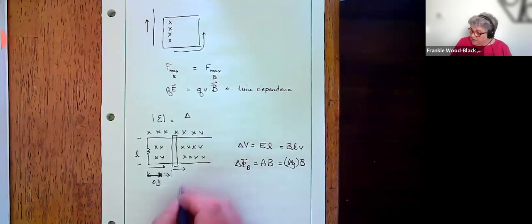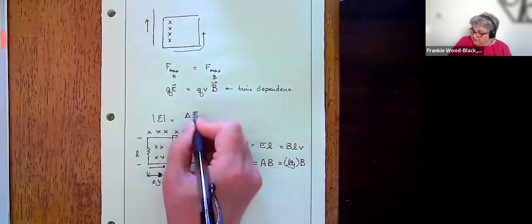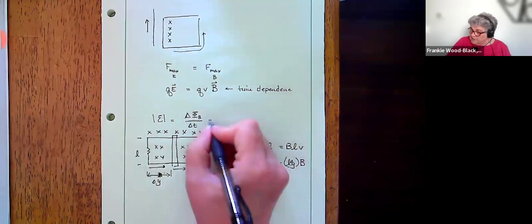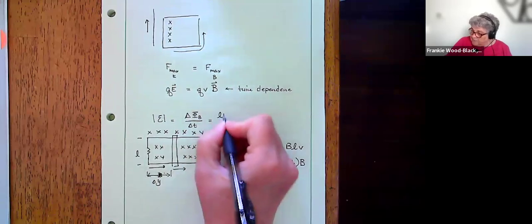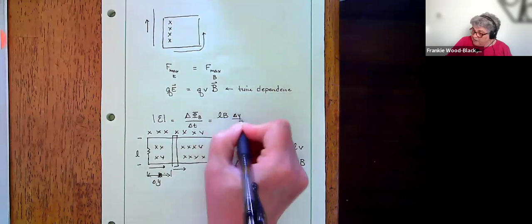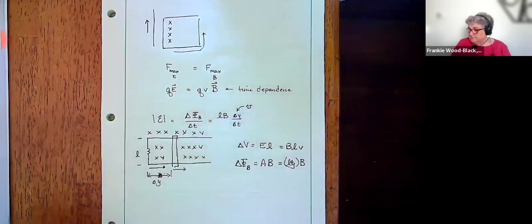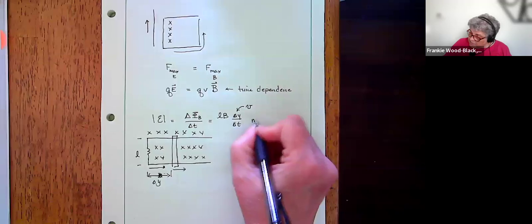And now if I do my electromotive force, there's my flux divided by my change in time. So now I get L B change in y over change in time. This is my velocity. So we get that velocity and we can play with that. And this is what they call a motional EMF.